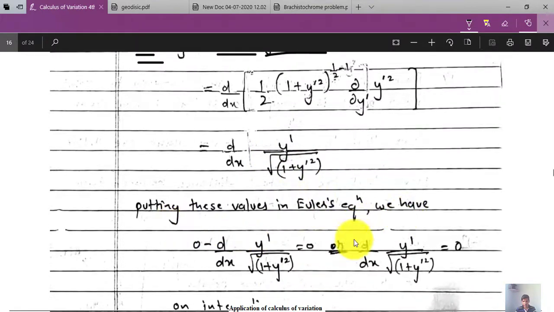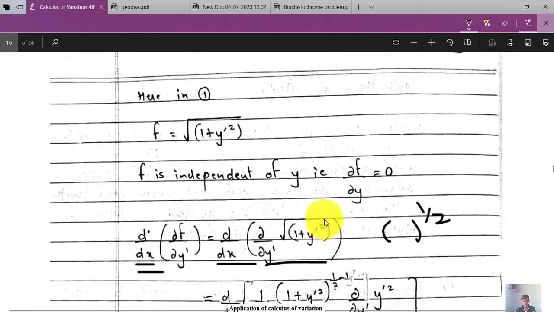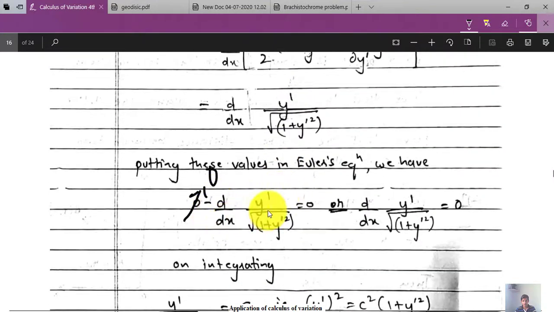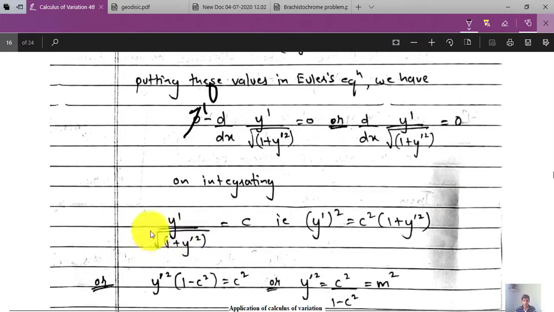Now putting these values in equation 1, it is independent of y, so ∂f/∂y is equal to 0. Here d/dx of y prime divided by the square root of 1 plus y prime square is equal to 0. Therefore on integrating we have y prime divided by the square root of 1 plus y prime square is equal to c.